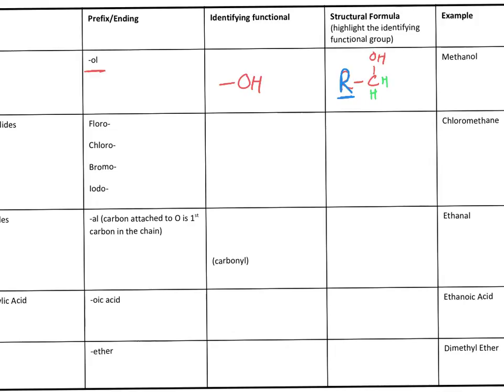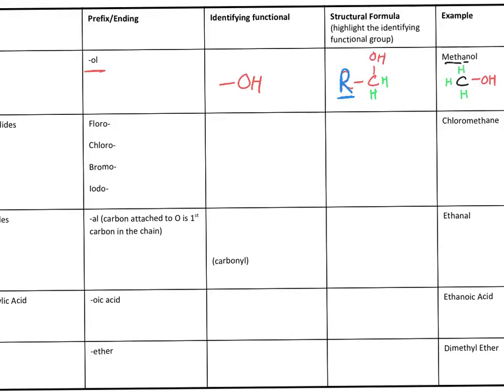The example that I'm going to give you is methanol, which is going to have 1 carbon because it's a meth. The AN tells me it's all single bonds, and the OL tells me it's going to have a hydroxide attached to it. Now at this point, I'm going to add the remaining hydrogens so that the carbon has 4 bonds total. Any questions about that? So that's what methanol looks like? That is what methanol would look like if you were to go into the Magic School Bus and stand next to it.